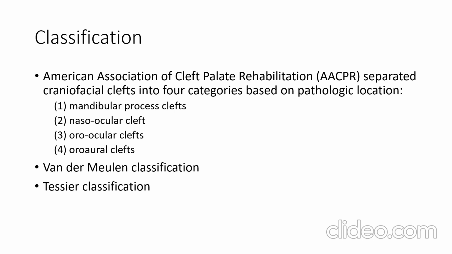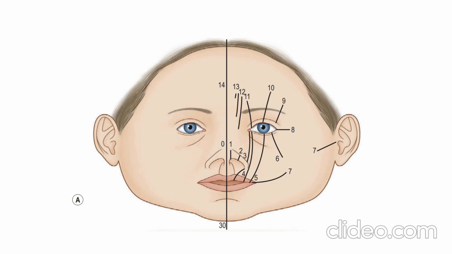Coming to the final one, the Tessier cleft classification, we'll look into it in detail. It was given in the year 1976 by Tessier. This classification system follows a well-defined mapping system, that is, zones of the face and the orbit. It correlates with the embryological developmental map. As we discussed, there is a mapping of the face, and this particular classification system correlates with those embryological developmental maps.